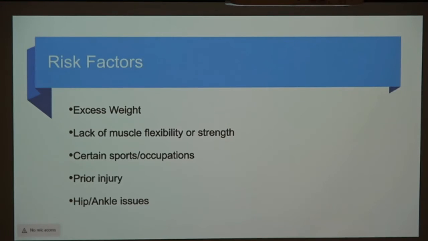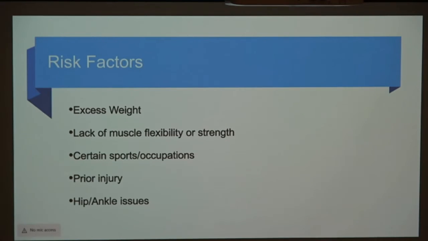Lack of muscle flexibility or strength. I think strength is pretty obvious. If we're weak, we really have trouble, whether it's endurance or really taking steps up, climbing things, whether it be the curb, getting in and out of the car, going from a sitting to a standing position. Those are going to cause issues.